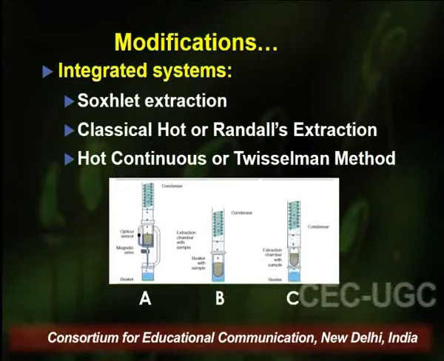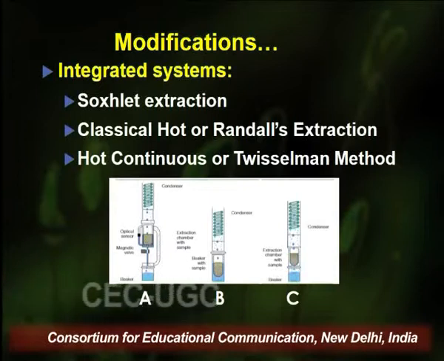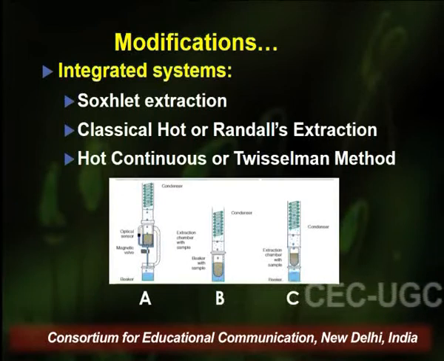As you can see in the image, A shows the normal soxhlet extraction, and B shows the Randall's extraction or the classical hot extraction, wherein the thimble of the drug is dipped in the solvent, and the solvent is boiled, the vapors get condensed, and they again fall onto the drug. And the Twisselmann method, you can just imagine a classical continuous hot extraction method, wherein the solvent is kept in an RBF, and the vapors get condensed and fall onto the drug that is present in the thimble.